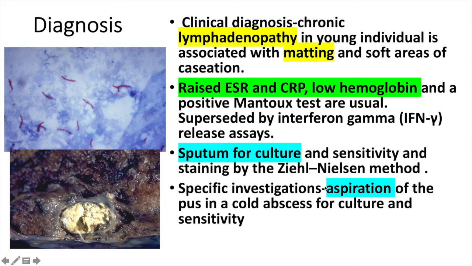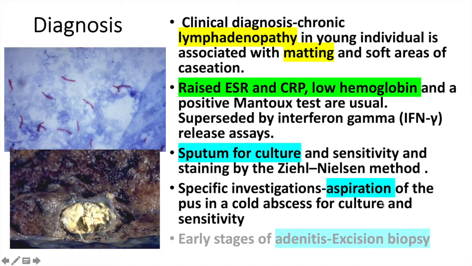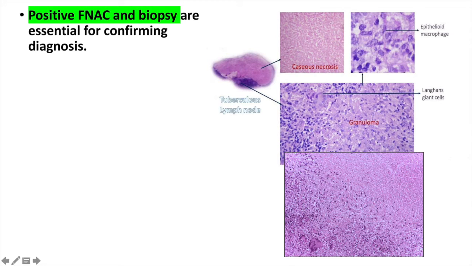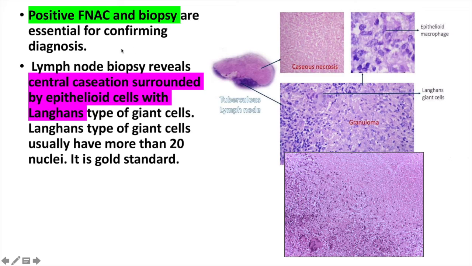Specific investigations for lymphadenitis include aspiration of the pus in cold abscess, which is again sent for culture and sensitivity. And in early stages of adenitis, we can prefer excision biopsy. In most cases, positive FNAC and biopsy are essential for confirming diagnosis. And the gold standard here is a biopsy, the lymph node biopsy.